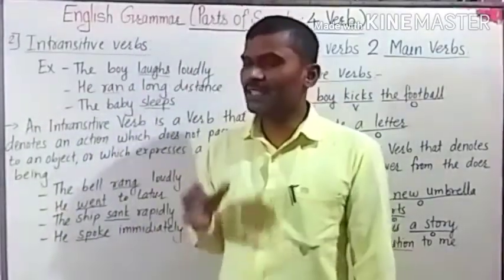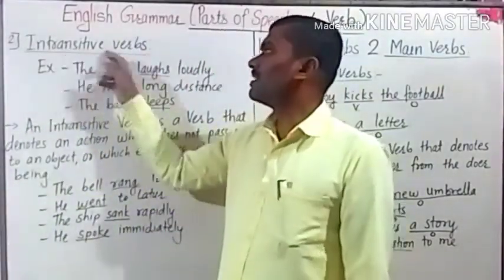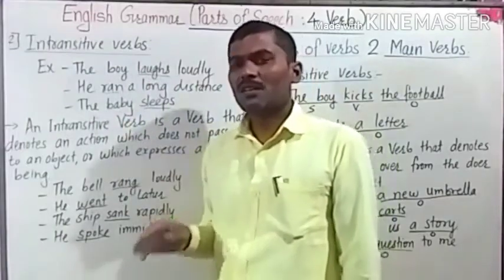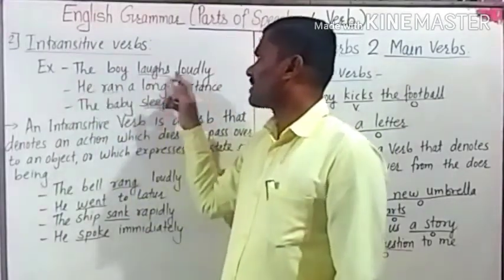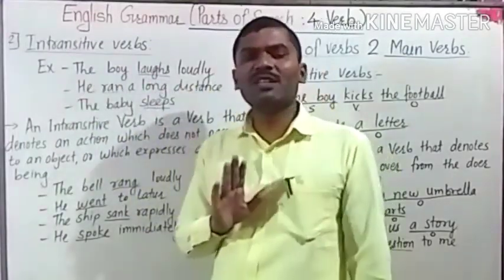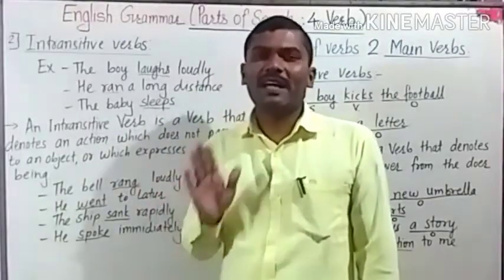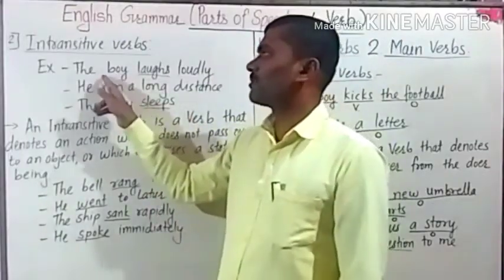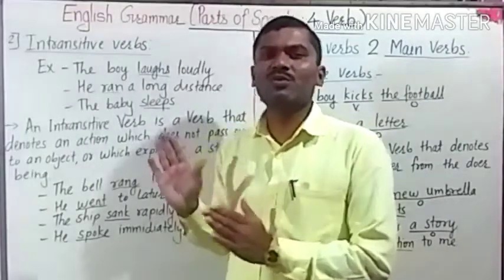Now let's see the second type, intransitive verbs. The boy laughs loudly. In this sentence, we didn't notice an object because the action of the subject has not passed to the object.